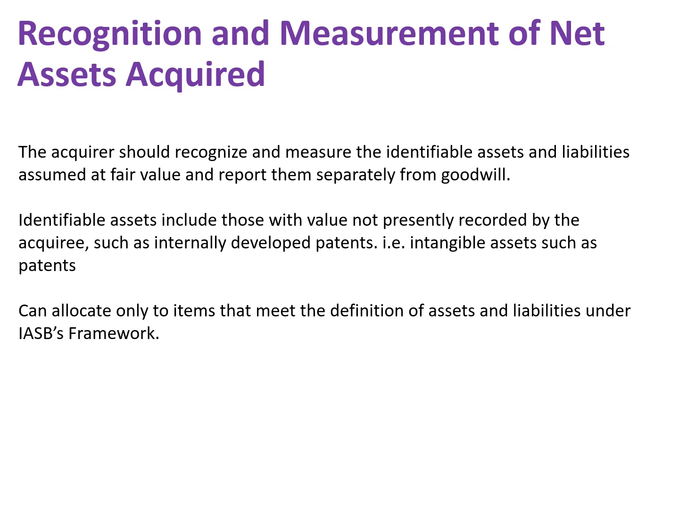The acquirer should recognize and measure the identifiable assets and liabilities assumed at fair value and report them separately from goodwill. The identifiable assets include those with values not presently recorded by the acquiree, such as internally developed patents, which is an intangible asset. Remember, intangible assets are only listed on a company's balance sheet if they are acquired assets, and assets with an identifiable value and useful lifespan can thus be amortized. And finally, we can only allocate to items that meet the definition of assets and liabilities under the IASB's framework.